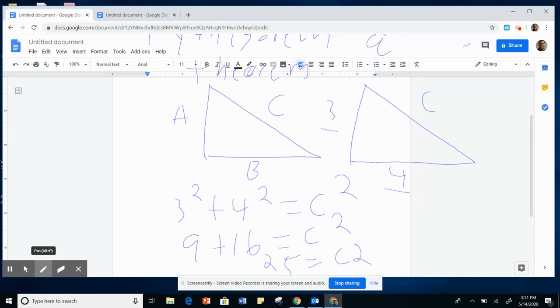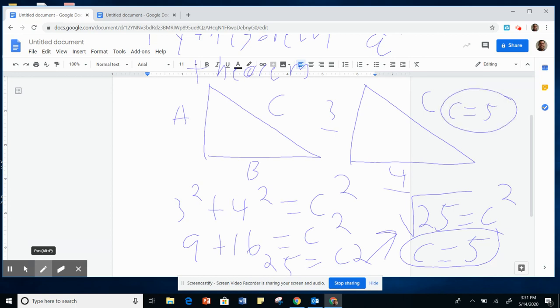And then what you end up doing, I'm going to move this right here. So 25 is equal to C squared. You basically square root the 25, and that will leave you with C is equal to 5, because that's the square root of 25. So this is called the Pythagorean theorem, and it's A squared plus B squared is equal to C squared. This is how you find the missing side of a triangle.